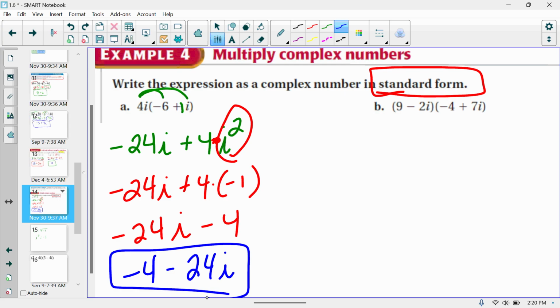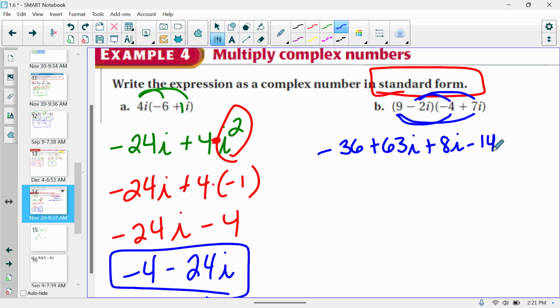So we're going to FOIL out the next one. First, 9 times -4, -36. Outer, 9 times 7i. 9 times 7 is 63, so it would be 63i. Inner, -2i times -4 would be positive 8i. And then last, -2 times the 7 is -14, but it's also i times i. So once again, i squared, which in a minute we're going to change to be -1. Anytime you see i squared.